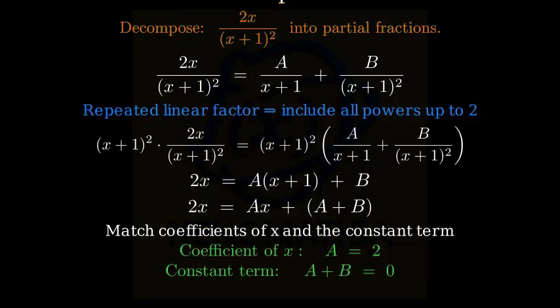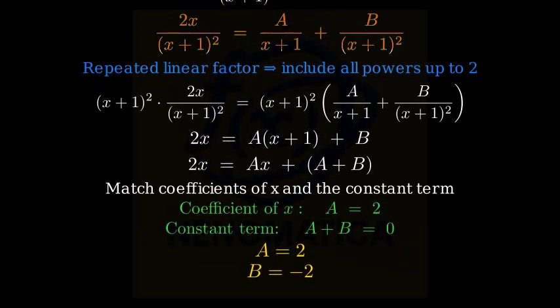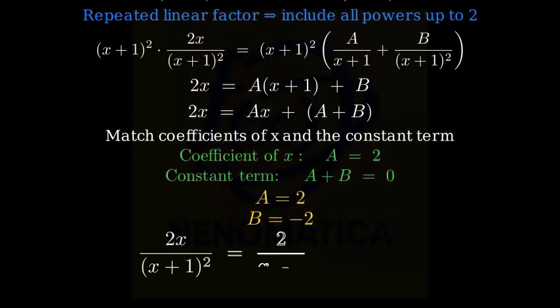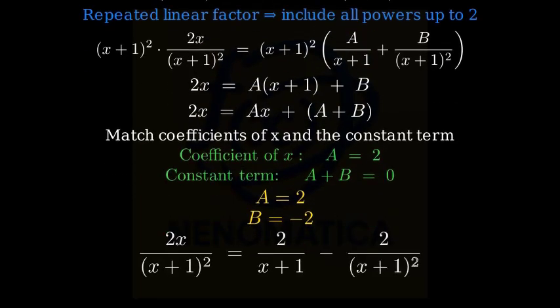Recap. For repeated linear factors like x plus 1 squared, substitute a and b back into the assumed form. So the decomposition is 2 over x plus 1 minus 2 over the quantity x plus 1 squared.